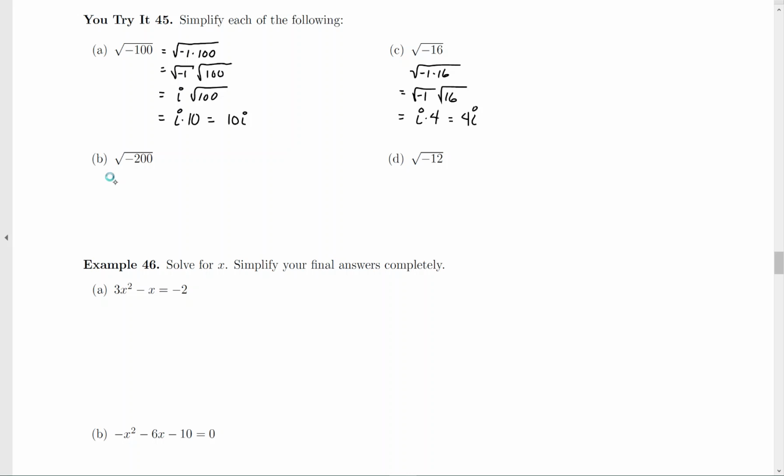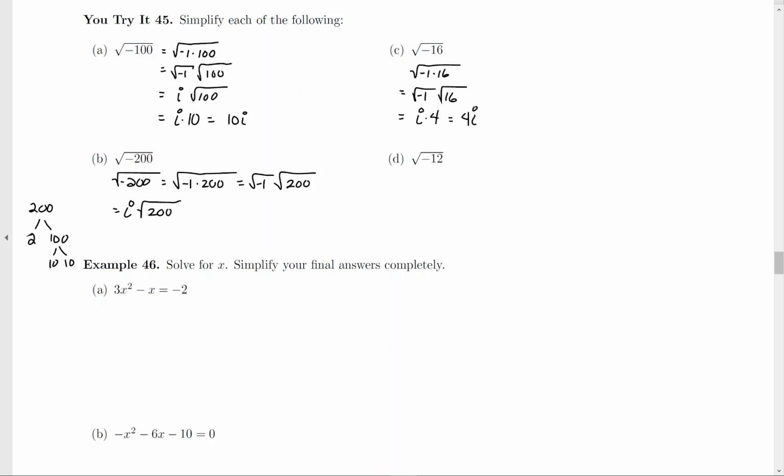For letter B and D, we can go ahead and simplify the square root of negative 200 as the square root of negative 1 times 200. Square root of negative 1 is i. Square root of 200, though, isn't a perfect square, so we are going to have to simplify that a little further. i square root of 200, we're going to break that down using our factor tree. 2 times 100. 100 is 10 times 10.